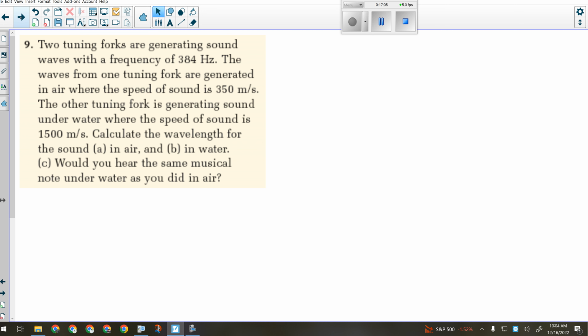Can we answer part C right now? Yes. Would I hear the same frequency? Yes, because frequency never changes, and the tone, the same musical note, is because of the frequency. Above and below, it's 384 hertz. It's the same tuning fork. I'm not going to hear anything different. Try A and B.